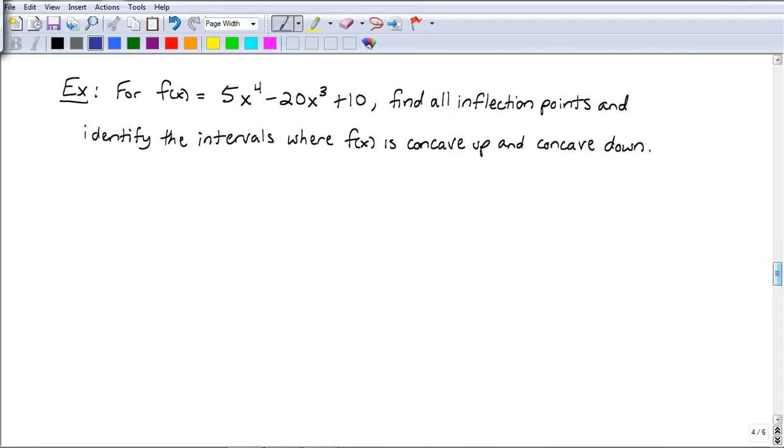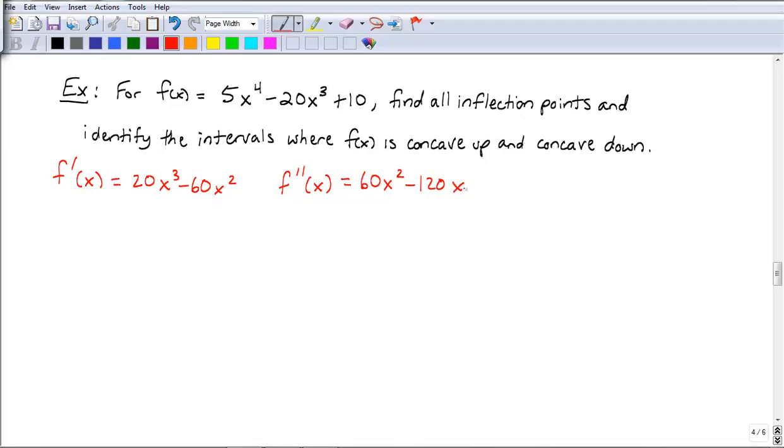It's 5x to the fourth minus 20x cubed plus 10. We're going to find all the inflection points. We're going to figure out where it's concave up and where it's concave down. Exactly like the first derivative stuff we did, except now we're going to be doing it with the second derivative. So what do I do? I take the derivative twice. The first derivative is 20x cubed minus 60x squared. The second derivative, which is what I need to work with to figure out about concavity and inflection points, is 60x squared minus 120x.